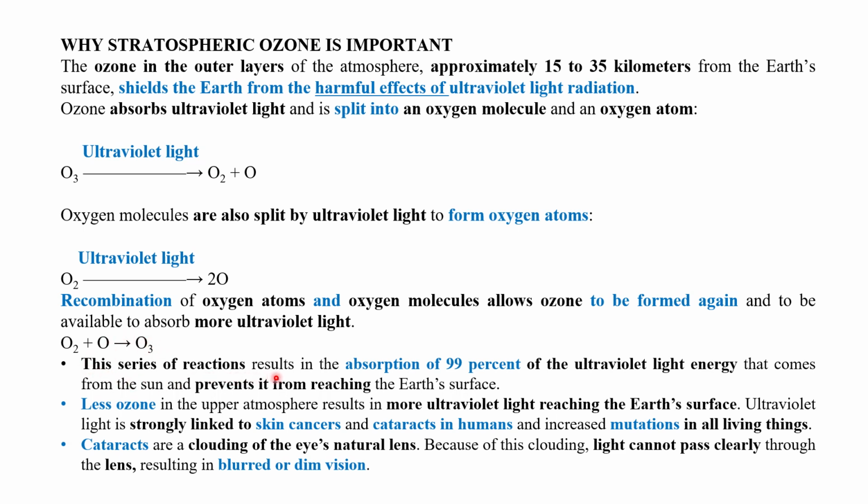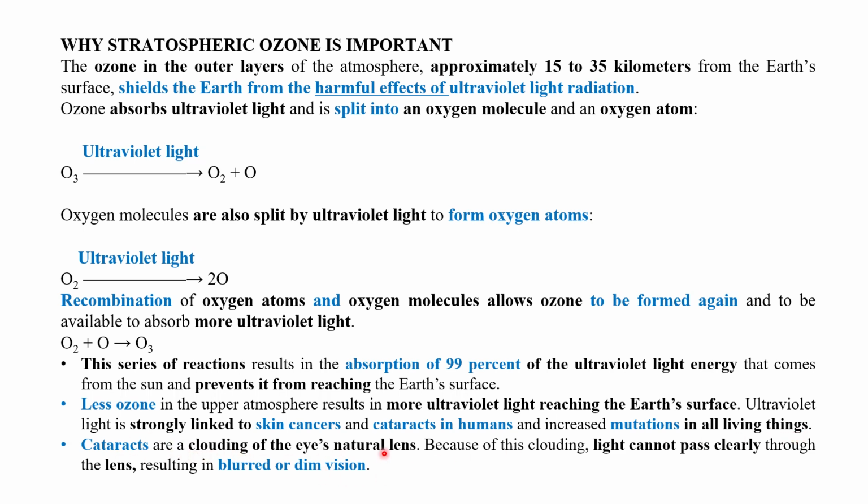This series of reactions results in the absorption of 99% of the ultraviolet light energy that comes from the sun and prevents it from reaching the Earth's surface. Less ozone in the upper atmosphere results in more ultraviolet light reaching the Earth's surface. Definitely, ultraviolet light is strongly linked to skin cancers. So more ultraviolet light reaching the Earth's surface means it is going to have an impact on human skin. People are going to suffer from skin cancers and cataracts in humans, and increased mutation in all living things.